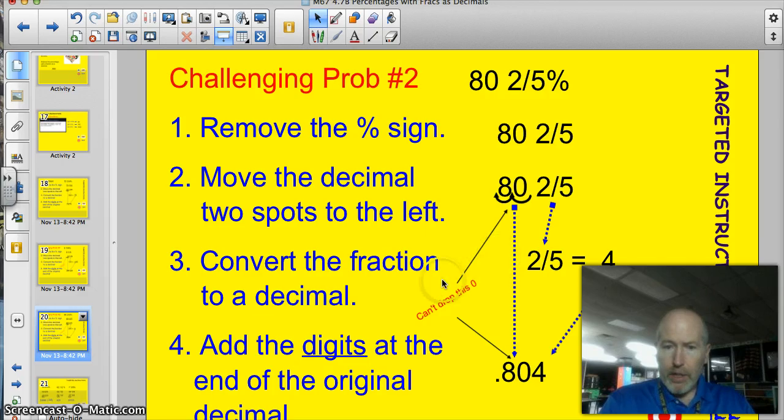All right. Step number 3, convert that fraction to a decimal. Well, 2/5 is 0.4. And now, step 4, add it on. Here's my 0.80, just add on the 4. This 0 you can't drop, otherwise it would be 84%. But that's not what it is, it's 80 and 2/5, remember? So 0.804 would be your decimal.